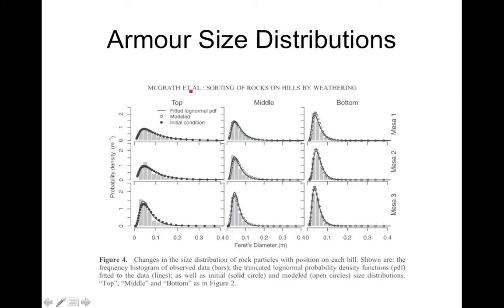So these are three different mesas, mesa 1, 2 and 3, and we take the top of the hill as the model's initial condition, and then we predict how the rock sizes change as we move down to the bottom of the hill. And the model does really well, fits the data amazingly well.